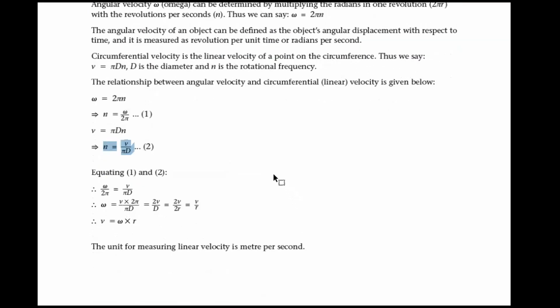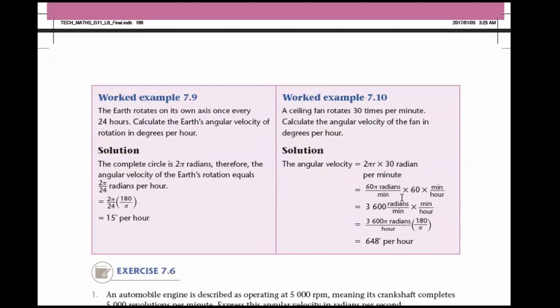I hope this is big enough on the screen. Equating these two, you can now get this formula: velocity is also equal to W times R. Do you see it? So there are the formulas you're going to use. The unit for measuring linear velocity is meters per second. Notice that the speed there is meters per second, and it takes you right back to the same velocity. Hope that makes sense. Let's look at some of these worked examples.